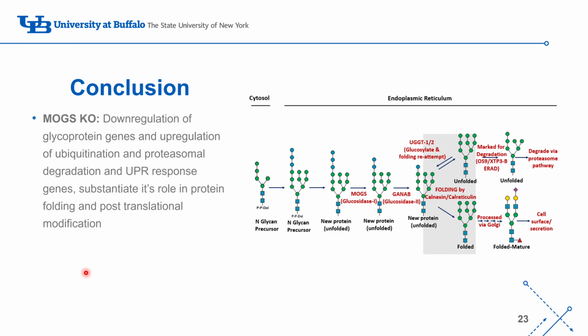And for the case of this MOX knockout, we have seen the downregulation of glycoprotein genes and upregulation of ERAD pathway genes. Since this protein is absent, this glycan structure is not detected by the calnexin and calreticulin cycle. Since it's not detected by the calnexin and calreticulin cycle, these proteins will not be able to form their native structure, and they will be moved to the ERAD pathway.